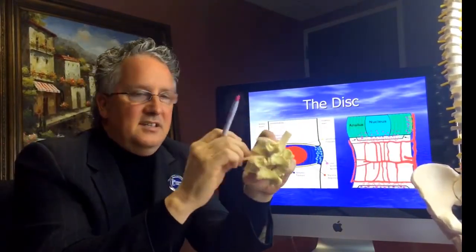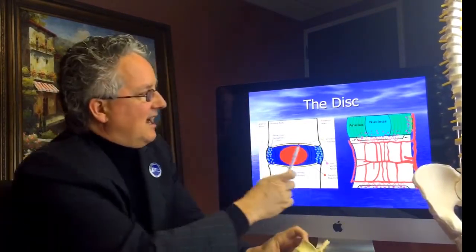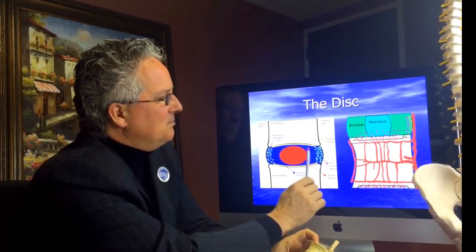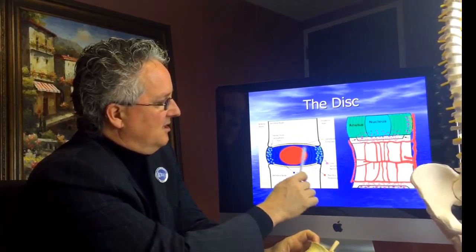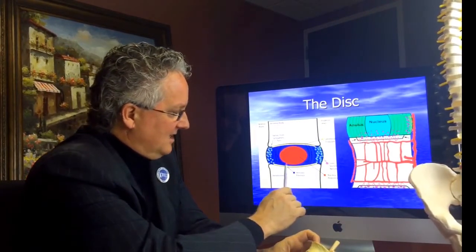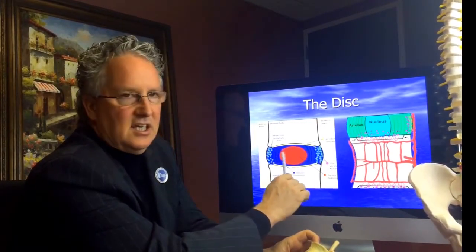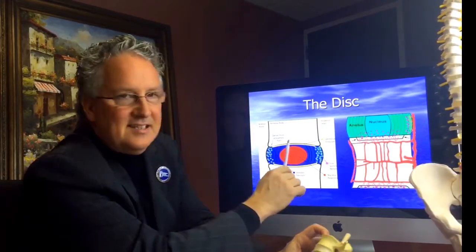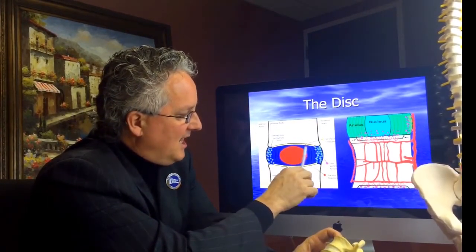Now, the disc is a lot like a jelly donut in the sense that the outside of the disc, there's a thick material. That thick material we call the annulus. It's cartilage. One vertebrae on top of the other. Here's the disc right here. So the outer portion of the disc is the annulus. It's thick. The inner portion of the disc is the nucleus. That's like the jelly on the jelly donut. The jelly inside the disc gives stability to the outer portion of the annulus.